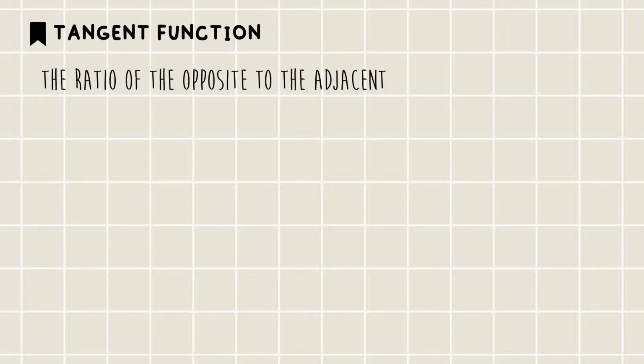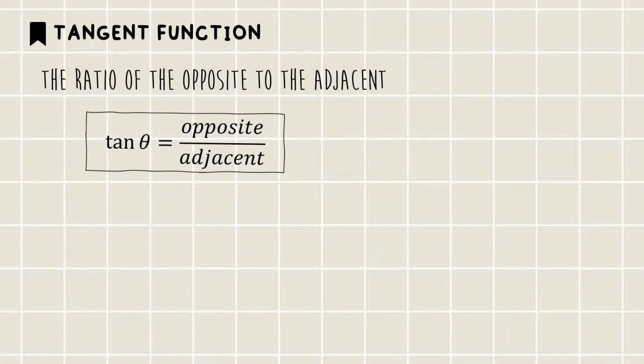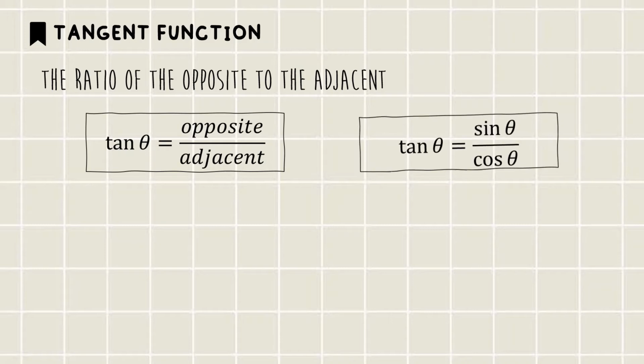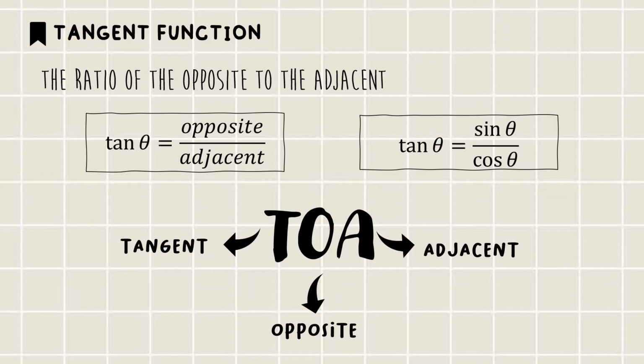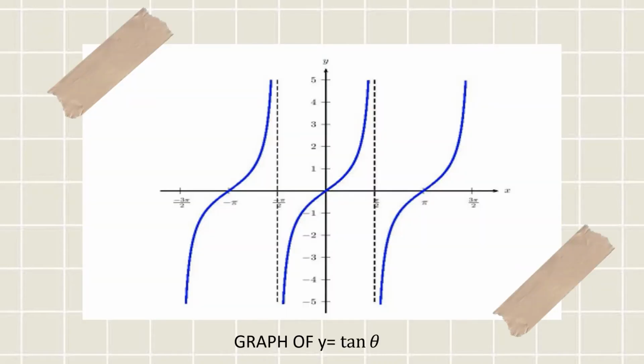And last but not least is tangent function, and we define the tangent as the ratio of the opposite to the adjacent, which means tan theta equals opposite divided by adjacent, and we can also say that tan theta equals sin theta divided by cos theta. So T in TOA stands for tangent, O stands for opposite, and A stands for adjacent. So this is what the graph of y equals tan theta looks like.